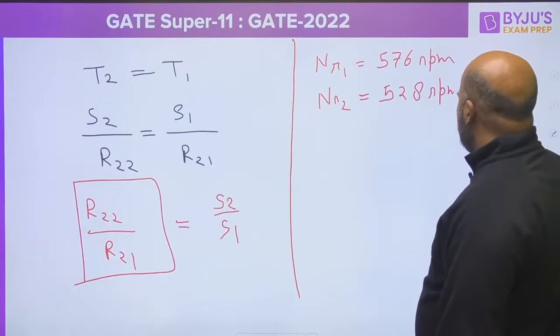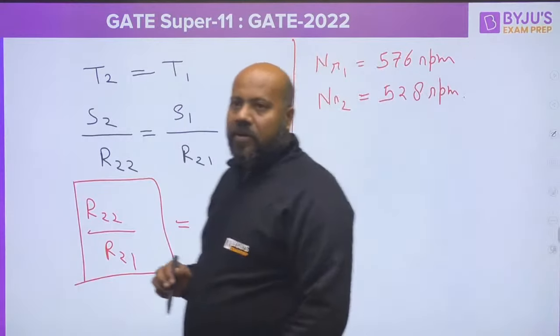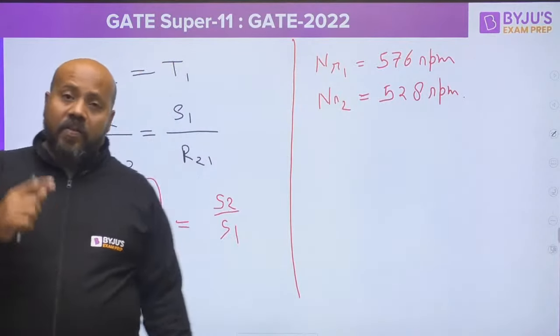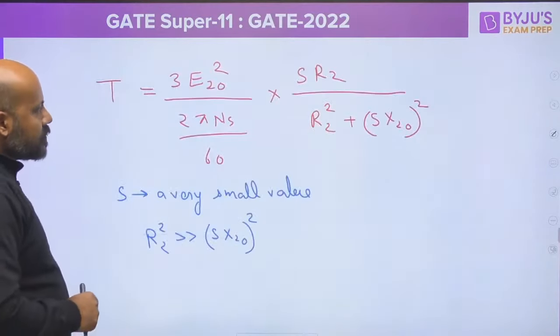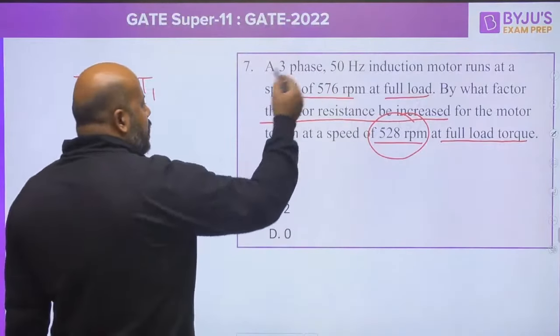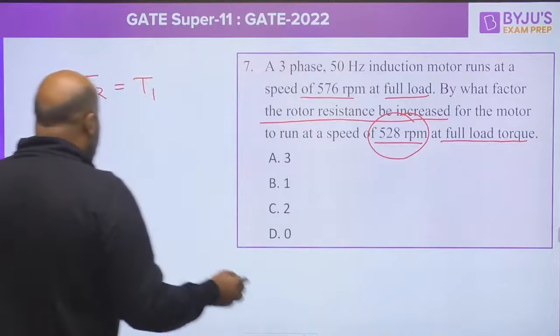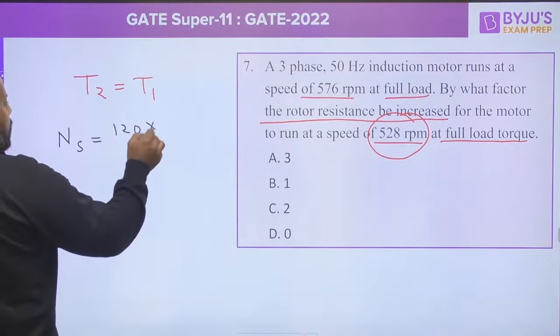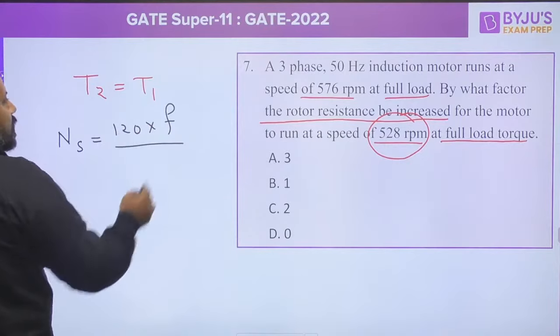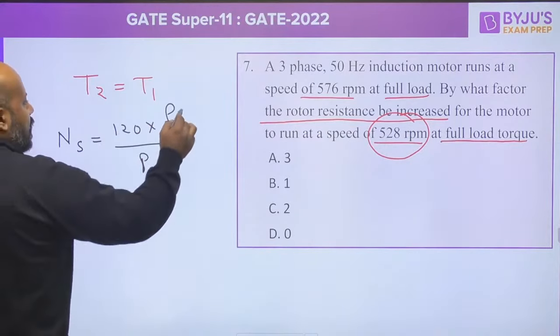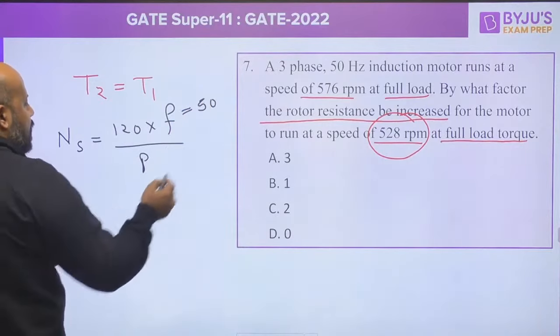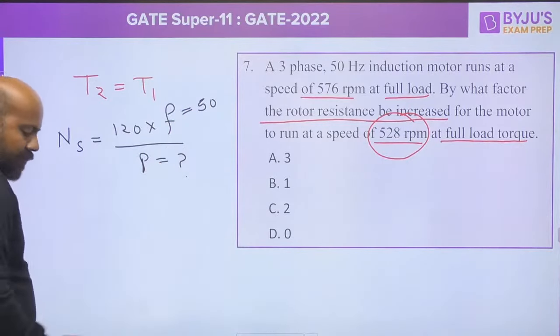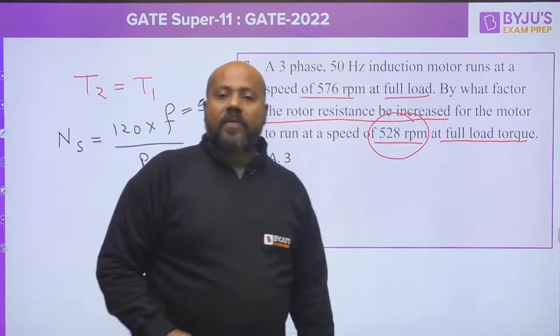528 rpm. So very easily you can solve what is going to be the slip for both the cases. But the problem is, in this question he is not mentioning the number of poles, so you don't have the synchronous speed, because in order to find the synchronous speed you require 120 f upon p. Frequency is given as 50 Hz, but the number of poles are not mentioned.